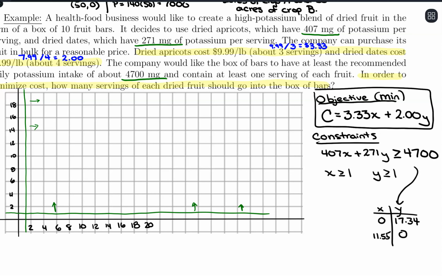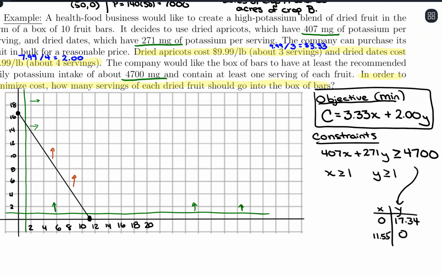Okay, let's graph this potassium equation. So 0, 17.34. We're just going to estimate that at about there. And let's see, 11.550 is about there. And we're going to connect these two dots. And we want where that linear function's larger, so we would be shading above that line.